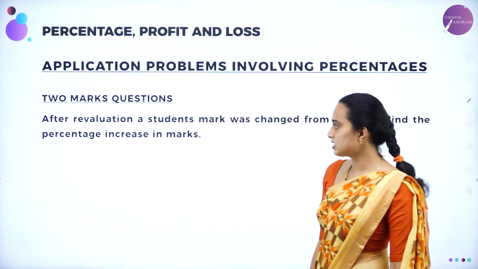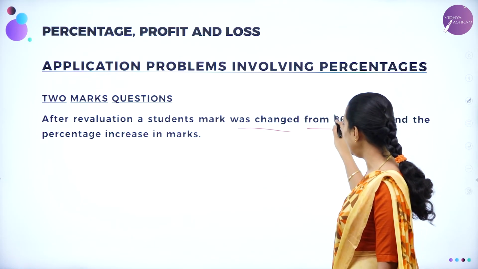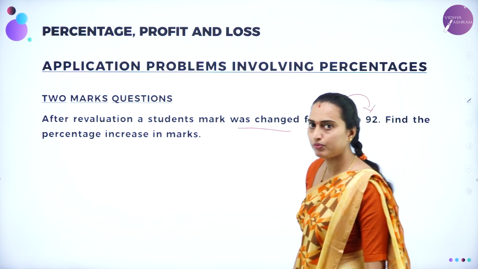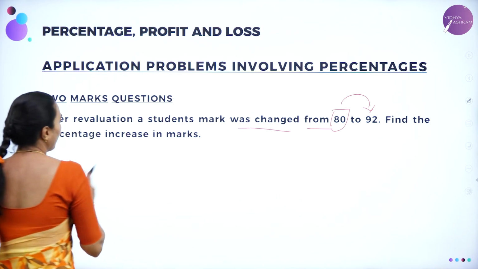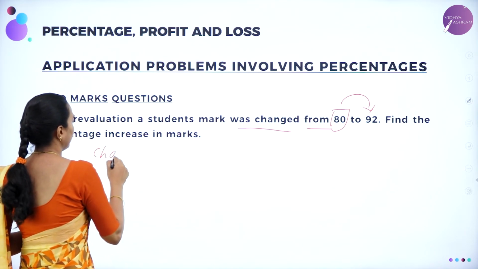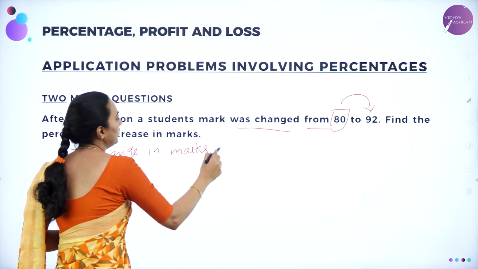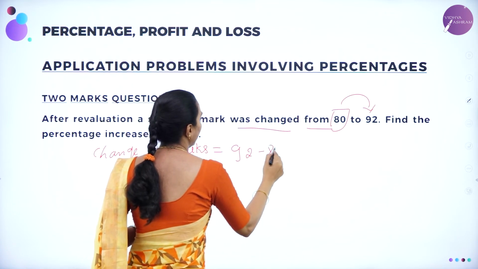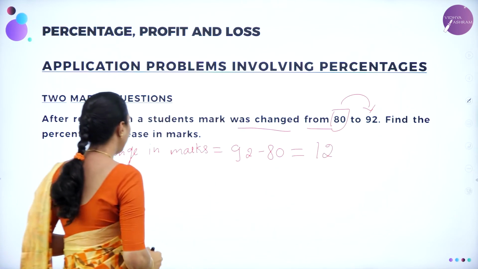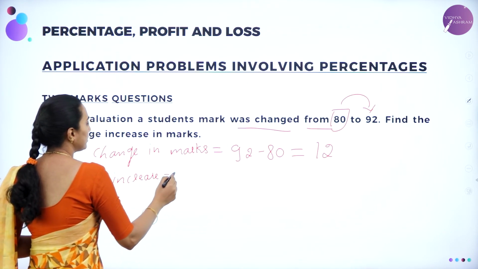What is the next question they have asked? After revaluation, a student's mark was changed from 80 to 92. Find the percentage increase in the marks. So what will be the percentage increase? You are going to write it as the change in marks, which will be equal to 92 minus 80, which is 12, correct?